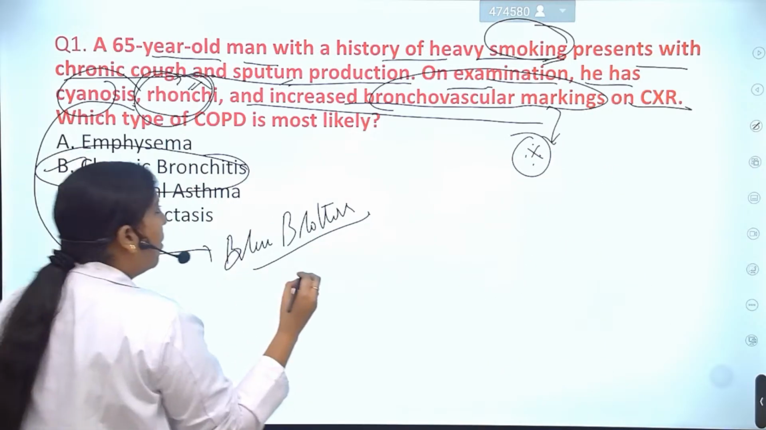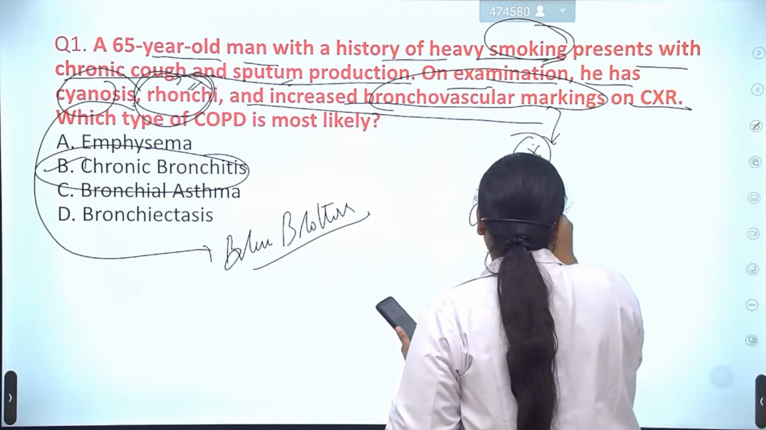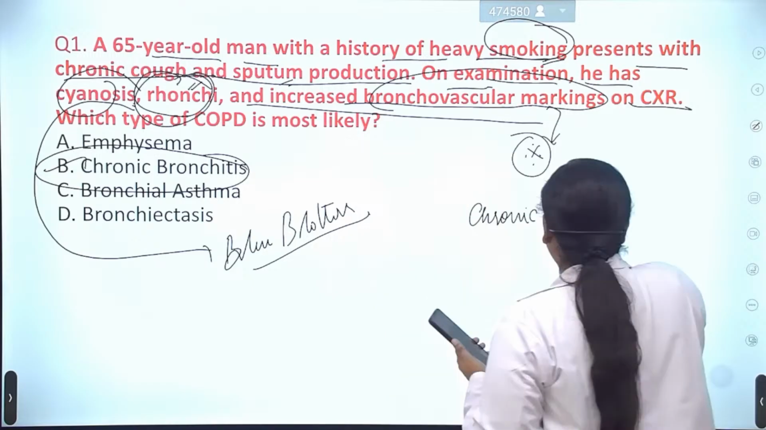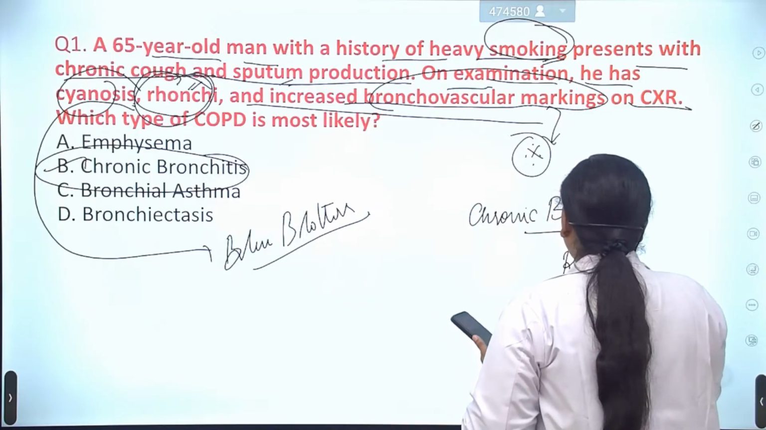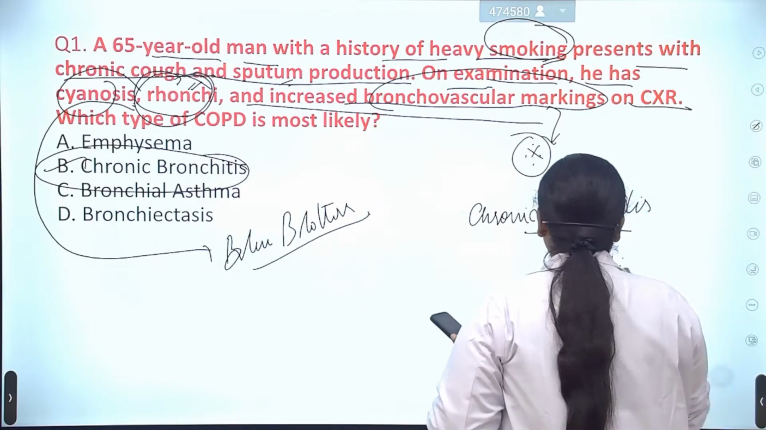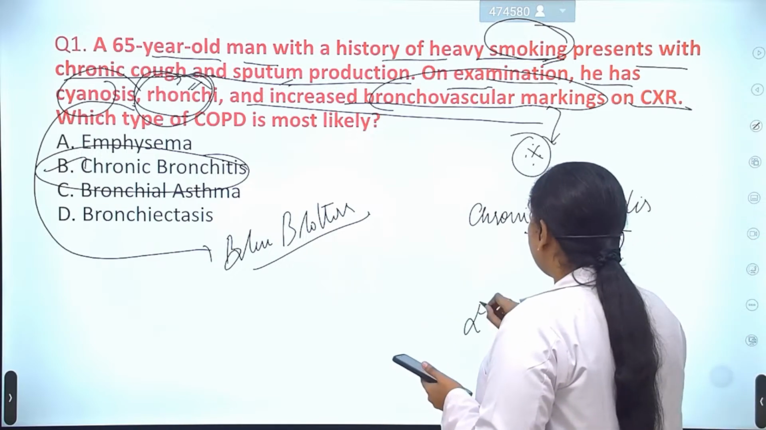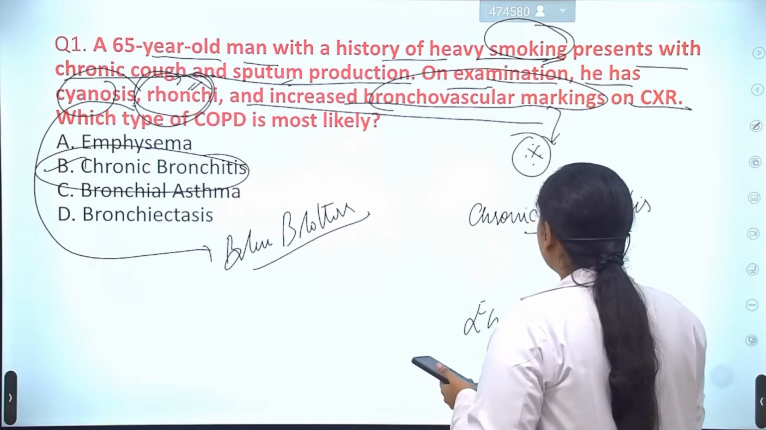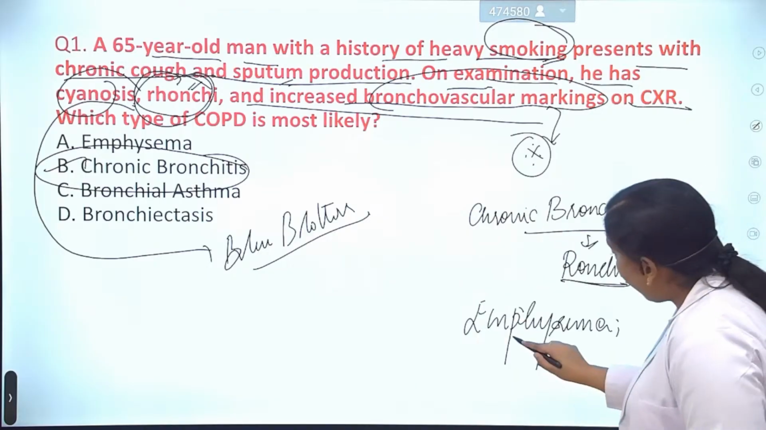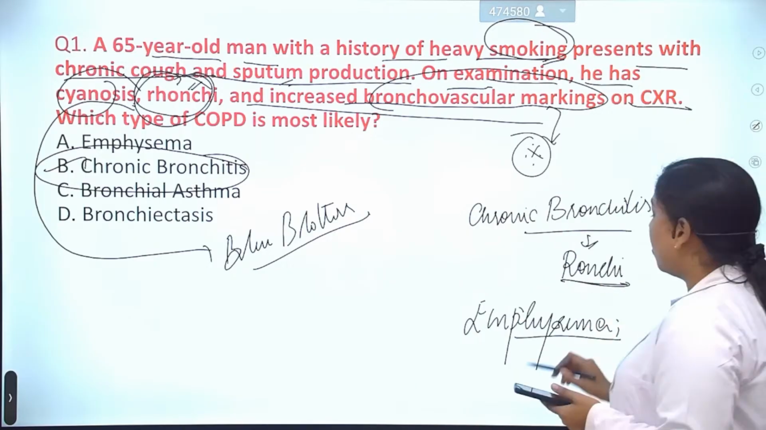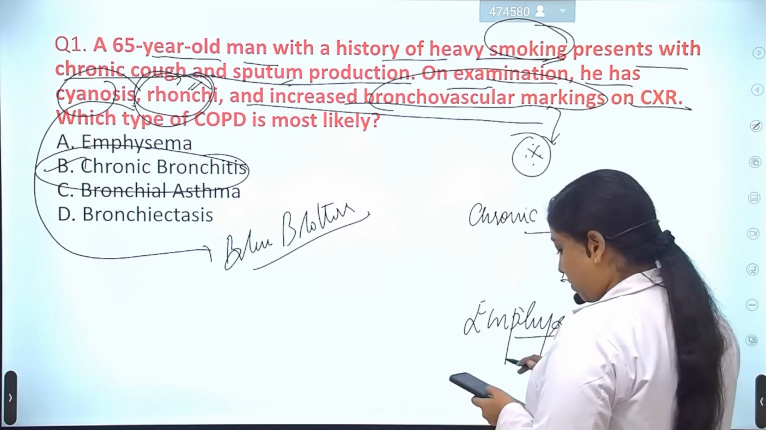Just remember, in chronic bronchitis the patient will be having rhonchi because of the chronic bronchitis. On the other hand, if you talk about emphysema, now tell me what respiratory sound the patient will be having in case of emphysema. Emphysema, okay, just remember the patient will be having wheezing. Now answer me.